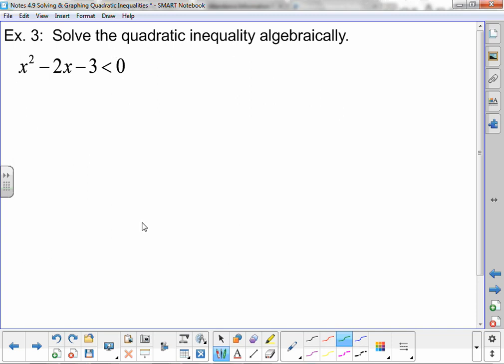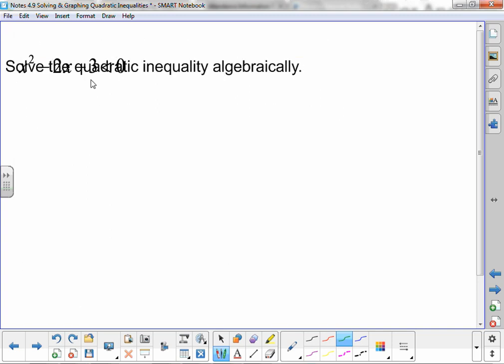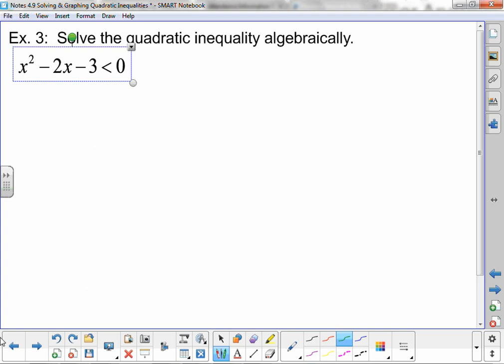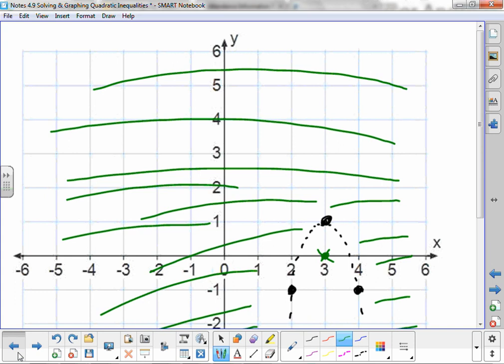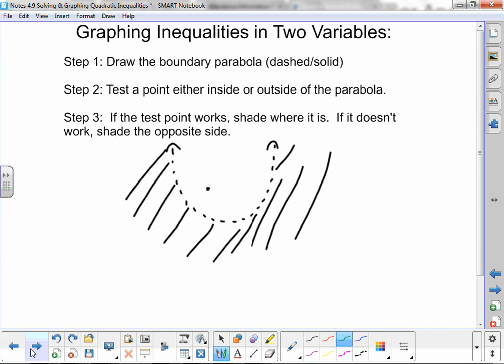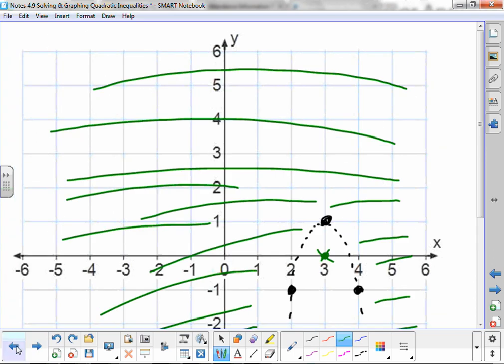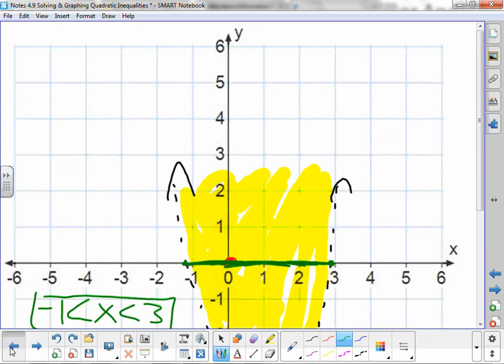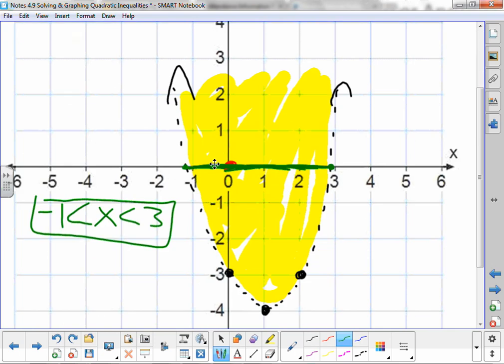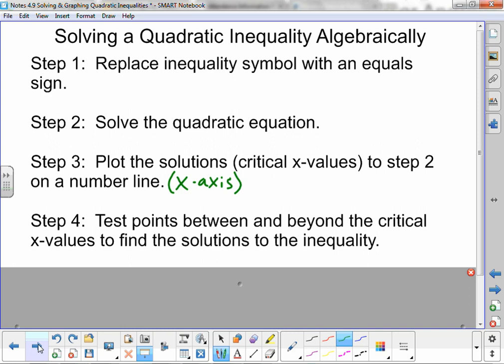Solve the quadratic inequality algebraically. Now, if you notice, this equation right here was actually the same thing as this equation right here, only I put a 0 in right here. So it's the same problem, I just put a 0 on the side. So if you look at this, we already know our answer is going to be from here to here. So I'll show you how to do this without actually having a graph though.